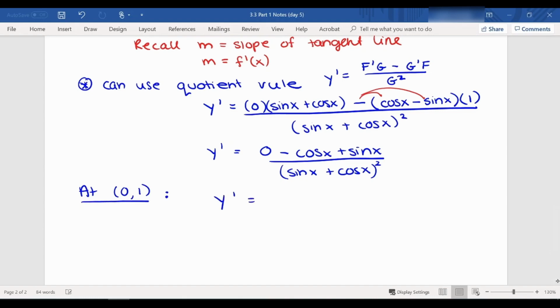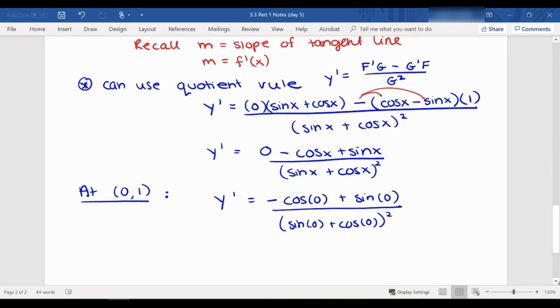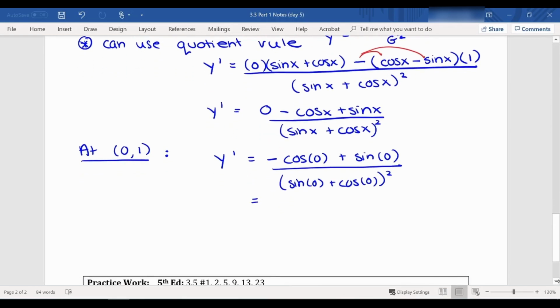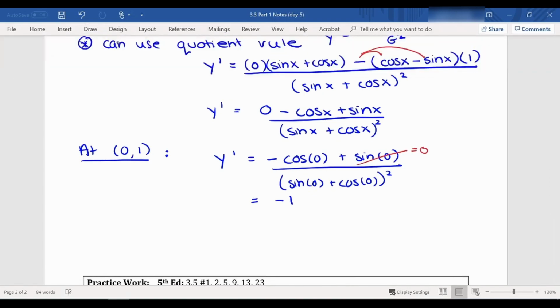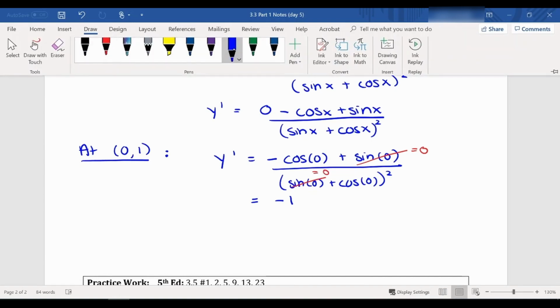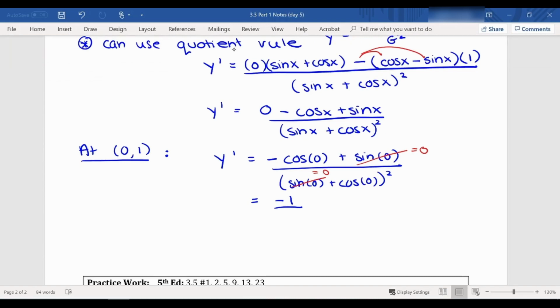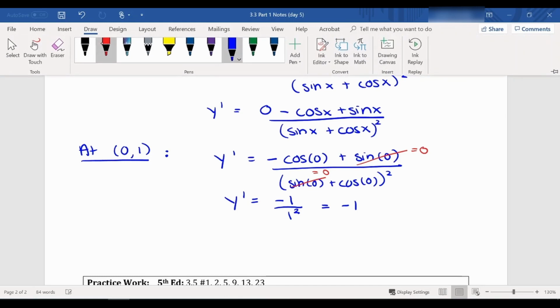Y prime is going to be the 0 we don't need, negative cosine of 0 plus sine of 0 all over sine of 0 plus cosine of 0 squared. Remember that cosine of 0 is 1, sine of 0 is 0. So this one we're not going to need anymore, and this one we're not going to need anymore. So we end up with negative 1 over 1 squared, which is negative 1. This is our slope, our m.